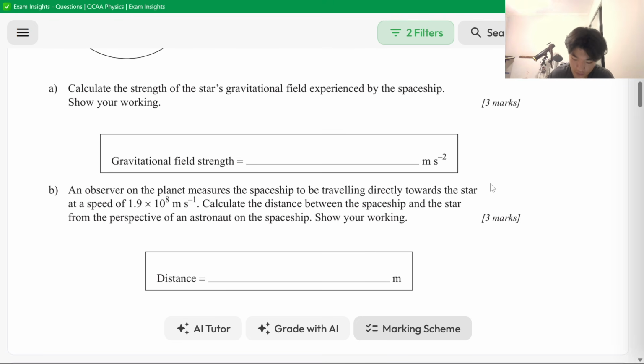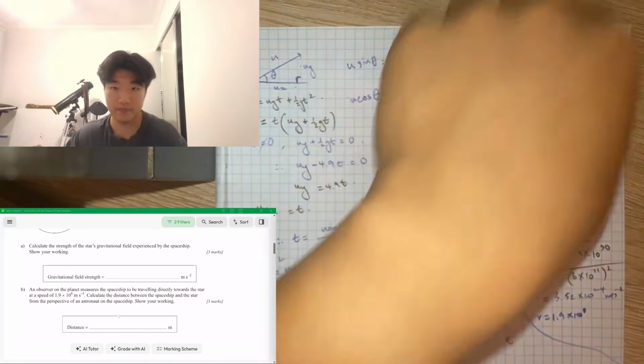Okay. I'll just write down the velocity. 1.9 times 10 to the 8. See, 10 to the 8 means it's quite relativistic speed. That's like 60% the speed of light? Yeah, wow. Close enough. It's not exact. Okay. Calculate the distance between the spaceship and the star from the perspective of an astronaut on the spaceship. So we're dealing with length contraction.